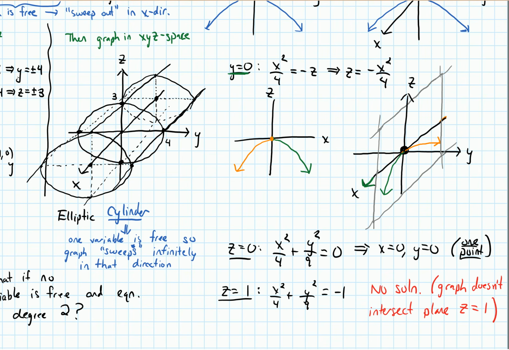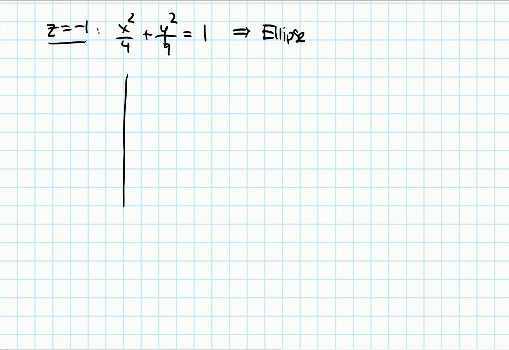So let's start to take cross-sections where z is negative. Alright, so let's look at z equals -1. If we do that, we get x squared over 4 plus y squared over 9 equals -1 times -1 on the right, which is +1. Okay, and this equation is an ellipse. This is an ellipse. So I'm going to start to draw this as a 2-dimensional graph in the x-y plane first.